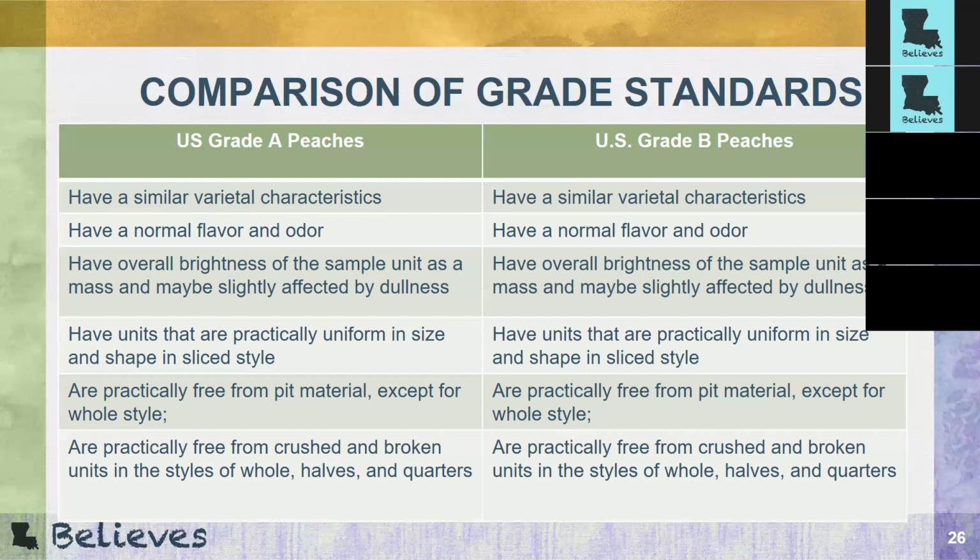So as you can see from this slide, the wording being exactly the same makes it very confusing. Based on this information that I found between AMS and Procurement in the 21st Century, I'm questioning whether it's worth my while to pay the additional cost for grade A peaches versus grade B peaches. If it were me, before I make the decision on which one to use, I'm going to have to look at these products side by side to compare.